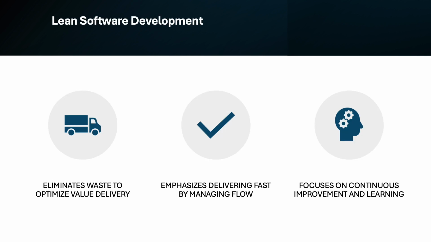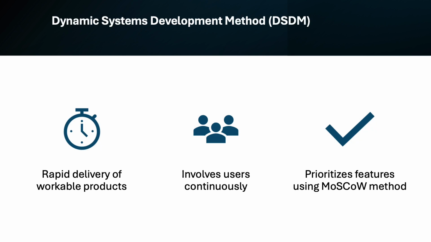Next is Lean software development. It's an approach that applies lean manufacturing principles to software development, focusing on eliminating waste, optimizing efficiency, and delivering value. An example is a manufacturing software team that applies lean principles, streamlining their development process to reduce waste, such as unnecessary documentation, and focus on rapid delivery of software updates.